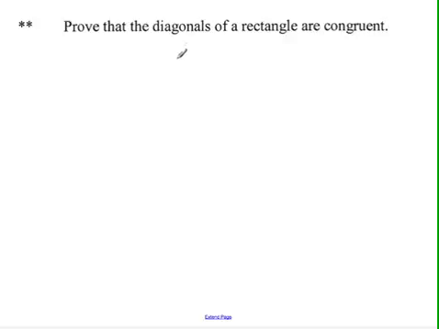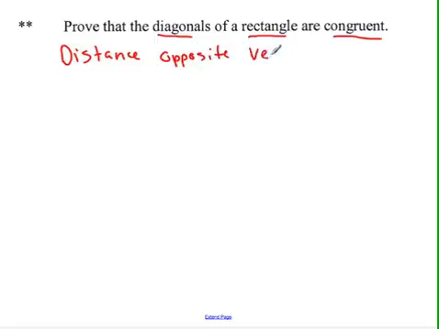Our next one says find, or prove, that the diagonals of a rectangle are congruent. So again, we're looking at diagonals. We're talking about specifically a rectangle. We're trying to prove them congruent. So for the diagonals, this means that I'm going to be talking about the distance of opposite vertices. Remember, vertices is the plural of the term vertex.